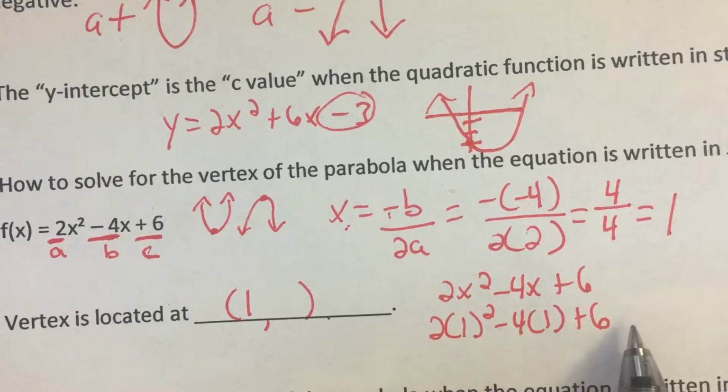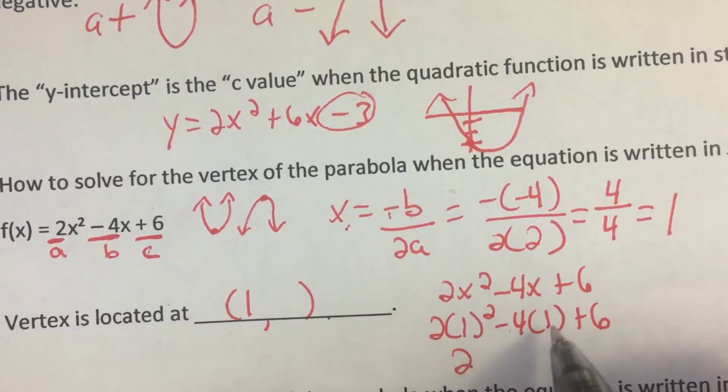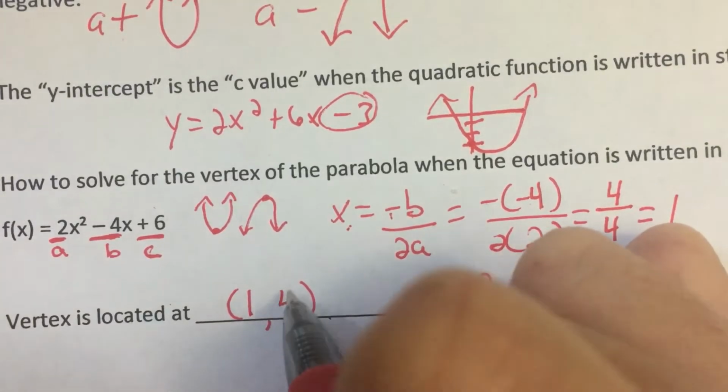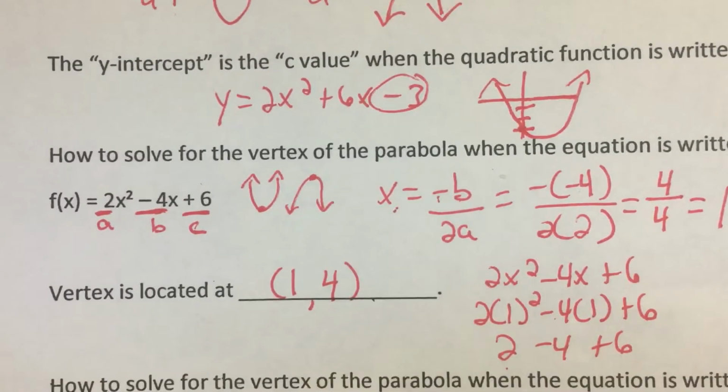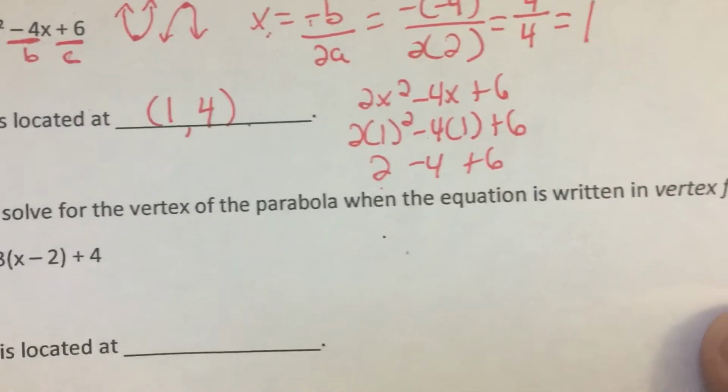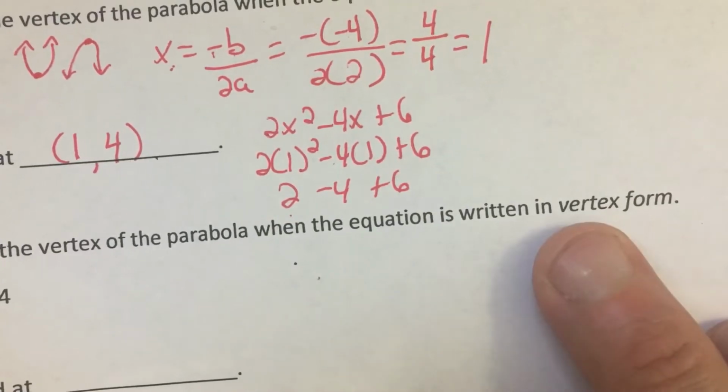If you have a calculator, you can do all this pretty quickly. I'm going to go ahead and go through it. 1 squared is 1, 2 times 1 is 2, negative 4 times 1 is negative 4, and 2 minus 4 plus 6 would end up being a positive 4. So the vertex is located at 1, 4. How do you solve for the vertex when the parabola is written in vertex form?